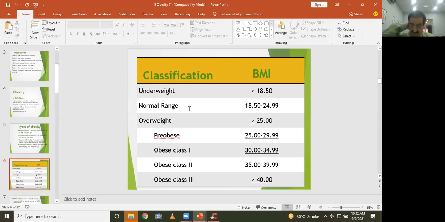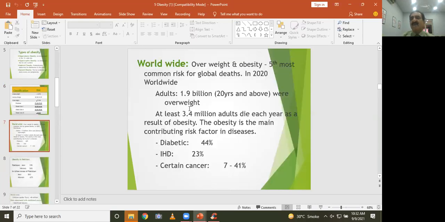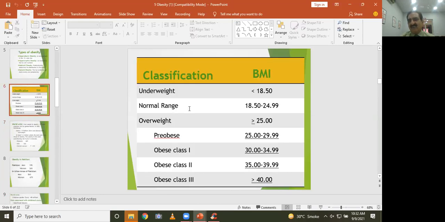So we can classify it like this, and I think the time is over. In the next lecture, I think I'll be discussing cancer and different things. Rather than cancer, I think it's better to discuss diabetes first. Next time, we'll discuss BMI and diabetes.